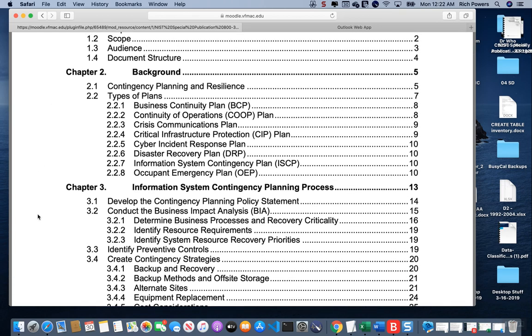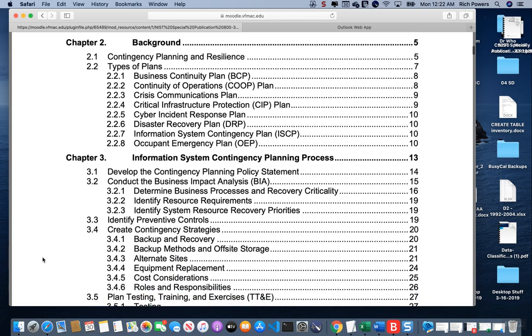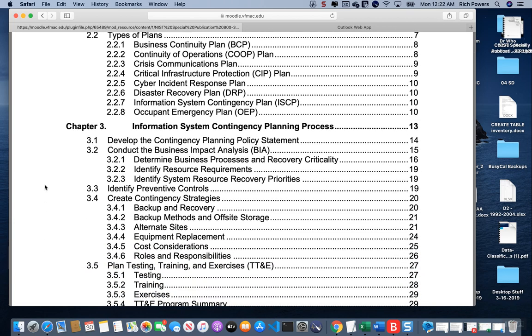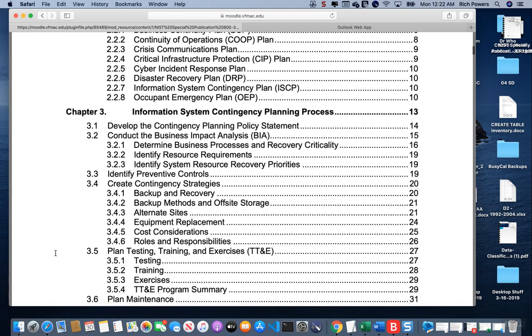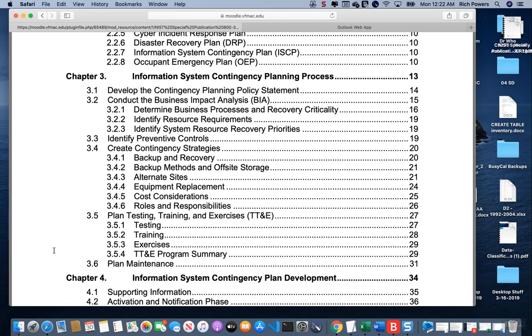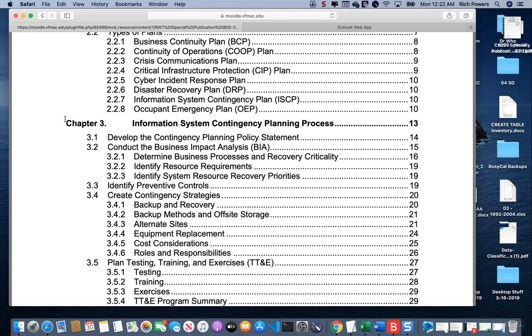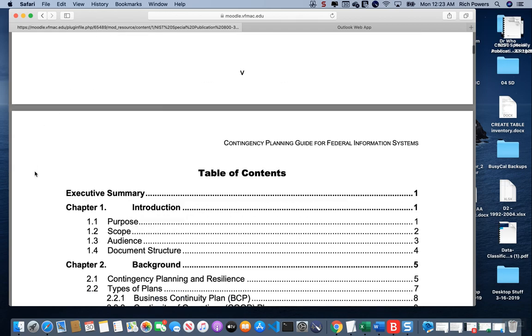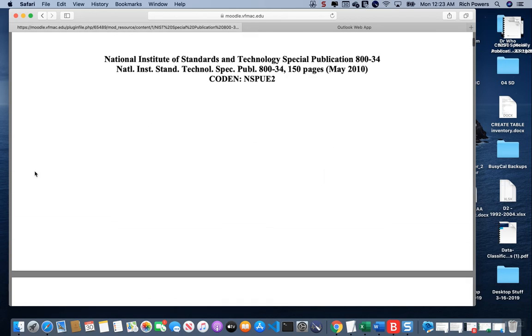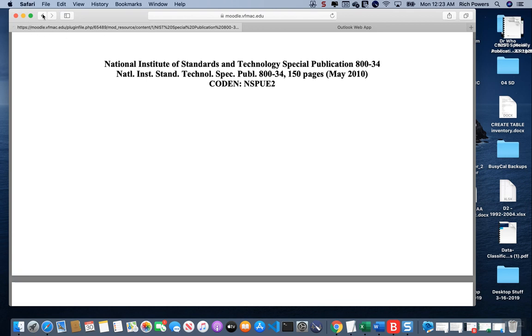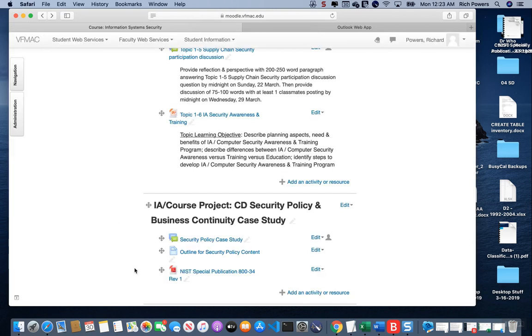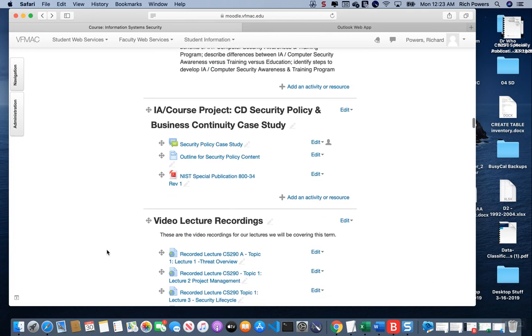If we look at the things we're going to look at, I think it's really within chapter 3, the planning process. So this idea of business impact analysis, contingency strategies, and then testing. I think this is really the heart of what we're going to be looking at for our paper here. So I'd like you to download this paper, as I said, it's on the class site, and look at section 3 or chapter 3.